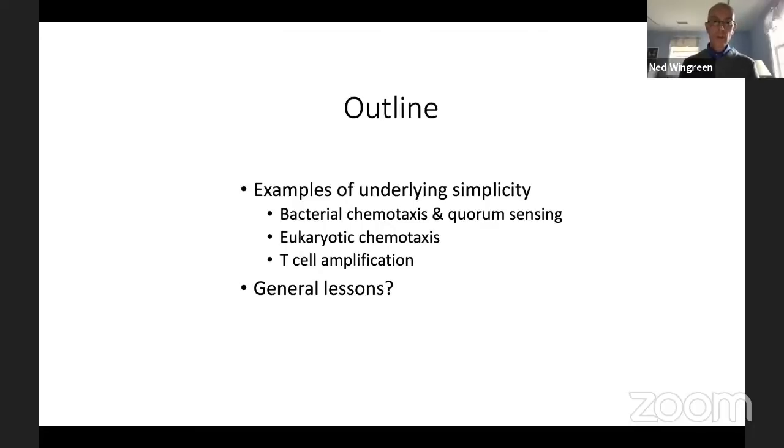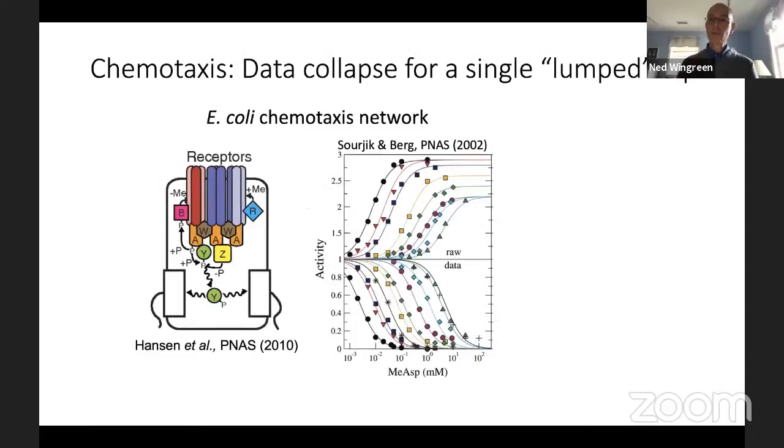And I want to start with bacterial chemotaxis, something that I look to for inspiration for all things, including in my personal life. So the idea here is that one starts with a system. This is the E. coli chemotaxis network. Of course, E. coli is a bacterium. It swims around and swims up gradients of things that it likes to eat in order to find more food. And the system that does that is quite wonderful.